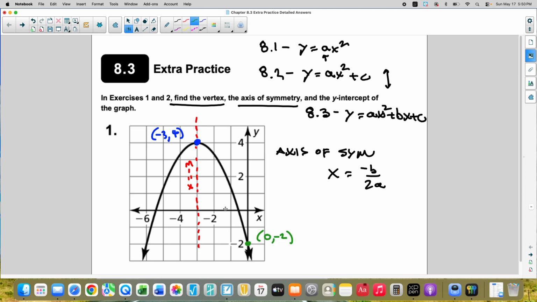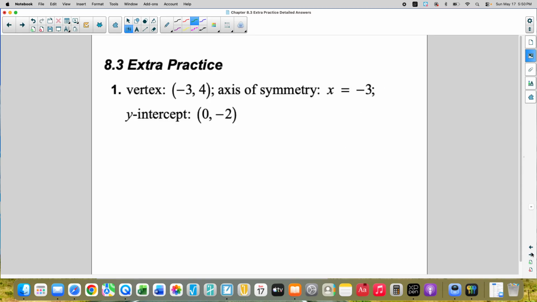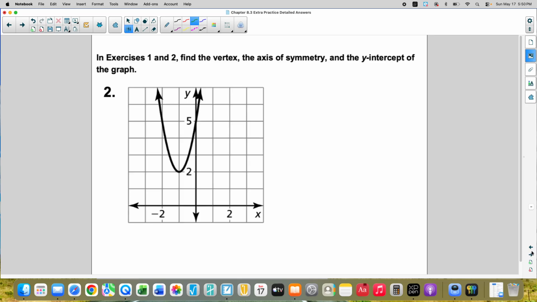I find it interesting that they don't want the x-intercepts also. The x-intercepts are values that are relatively important. But we notice the symmetry of this. This is 1, 2, 3 away from the axis of symmetry. 1, 2, 3 is its mirror point. So we're going to utilize that when we have to graph later. But vertex is -3, 4. Axis of symmetry is x equals -3. The y-intercept is 0, -2. So vertex, axis of symmetry, and my y-intercept. I like that they're giving coordinates. All right.